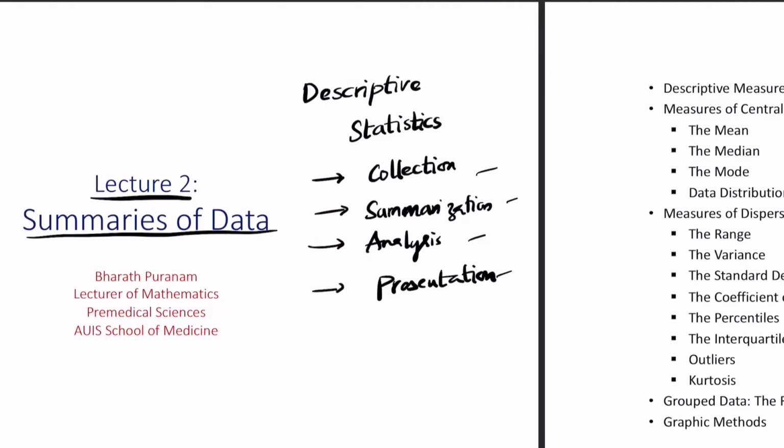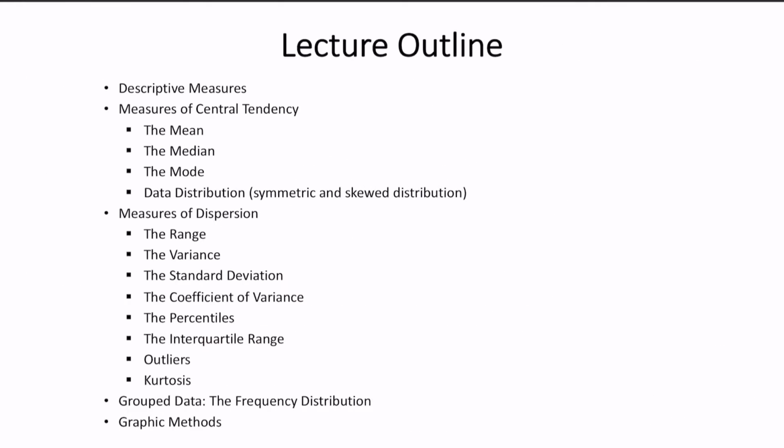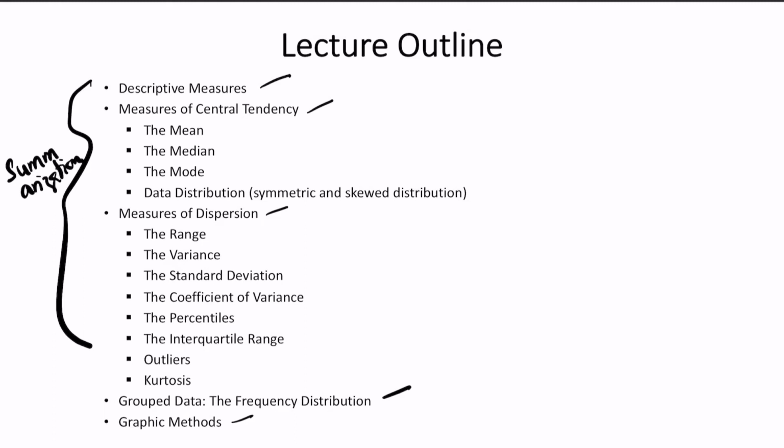analysis of any data. In this lecture, we'll talk about descriptive measures. What is the measure that we use? We'll talk about two types of measures, measures of central tendency and measures of dispersion. I will discuss more as we go along the chapter. Next, we'll talk about group data and finally, graphical methods. The descriptive measures are basically a summarization method, so all of these are used for summarization. Group data, frequency distribution, and graphical methods are generally used for presentation.